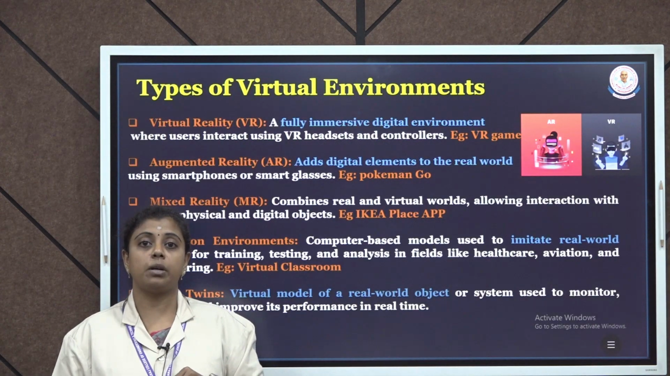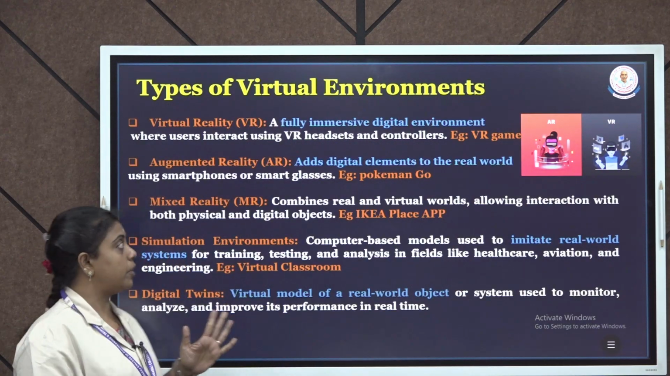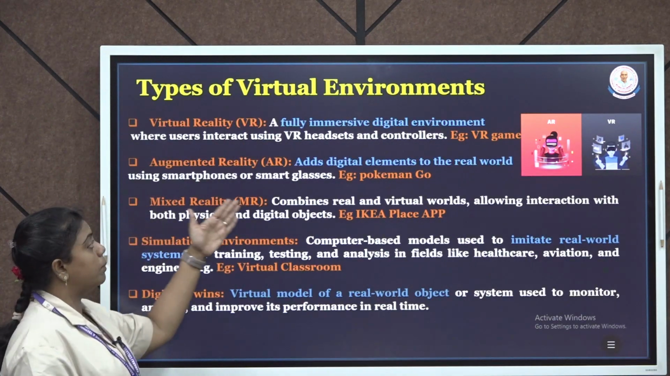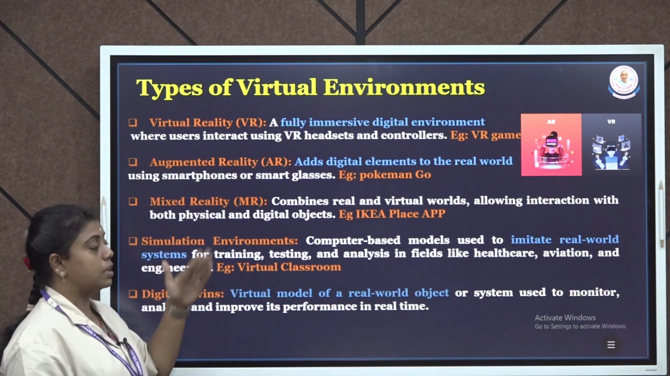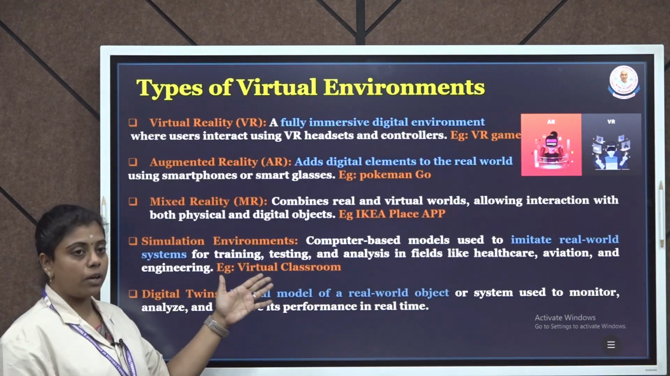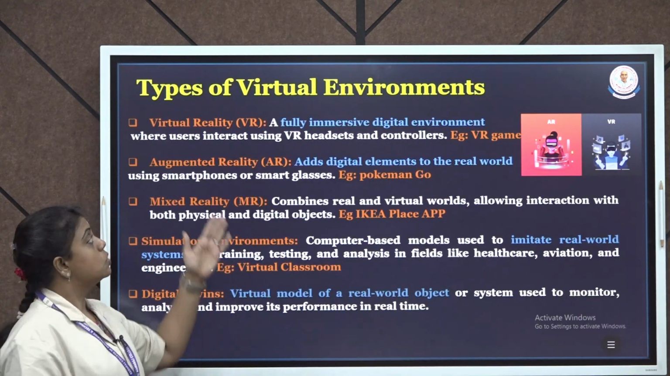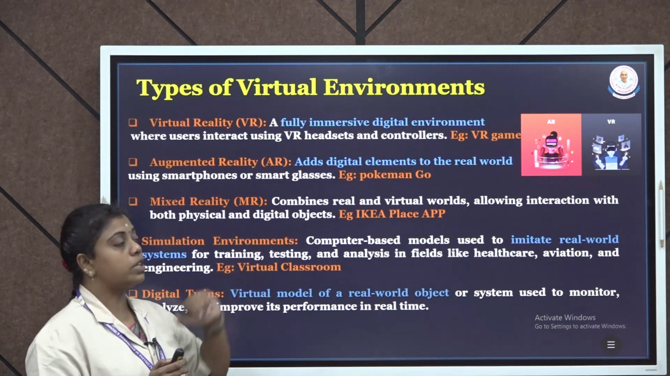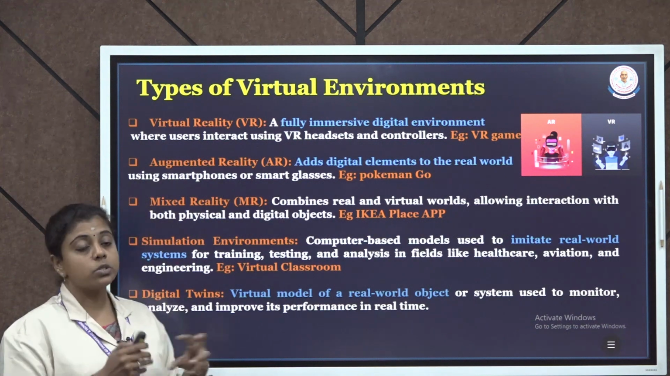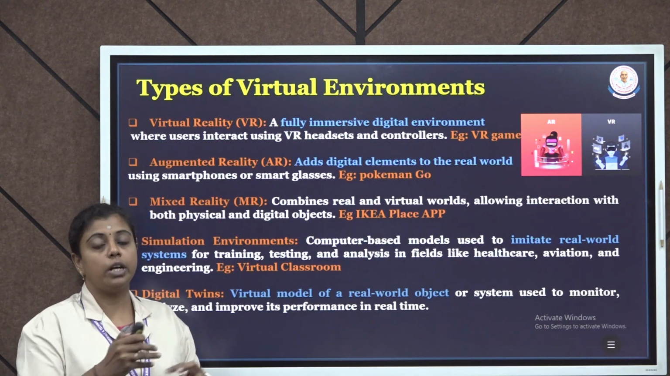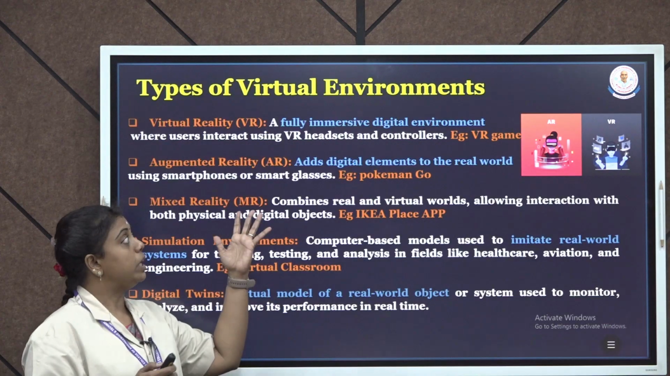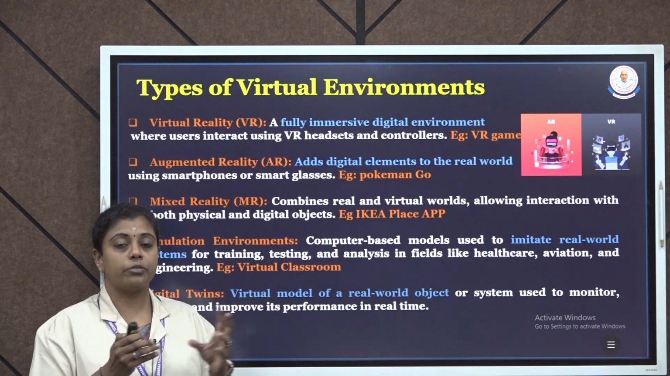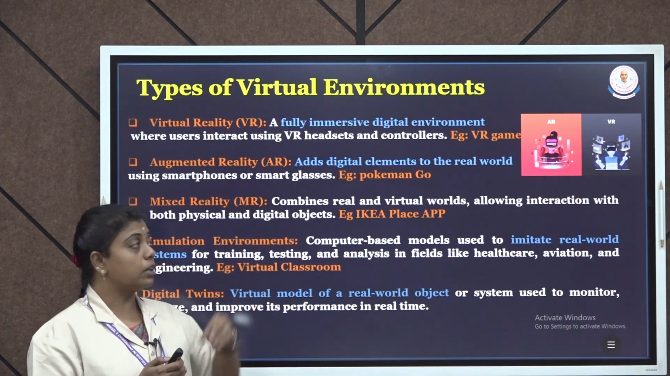Next one, different types of virtual environments. Virtual environments can be categorized into 5 different types. First one is virtual reality, second one is augmented reality, and third one is mixed reality. Next one is simulation environment and digital twins. First one is virtual reality. It is a completely immersive digital environment where users can interact by using VR headsets and controllers. For example, VR games, which we already know many people are playing.